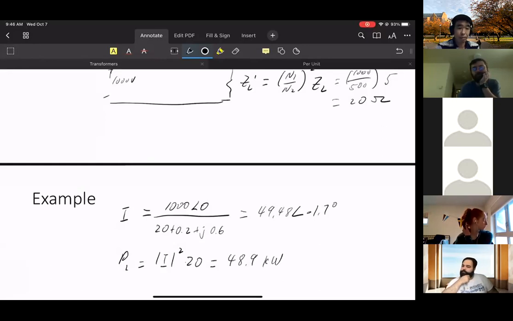Okay, so the key thing to remember is read the question to figure out which model it is, to figure out which model we should use. Then refer things to the primary side to get a circuit that we can do calculation with. Then find the quantity we want to find.